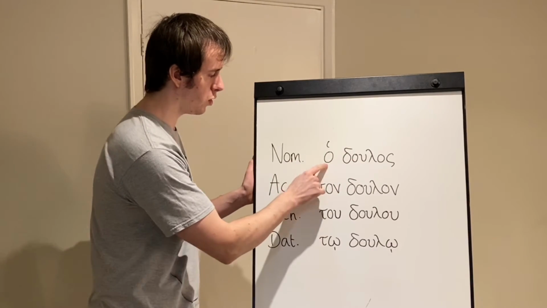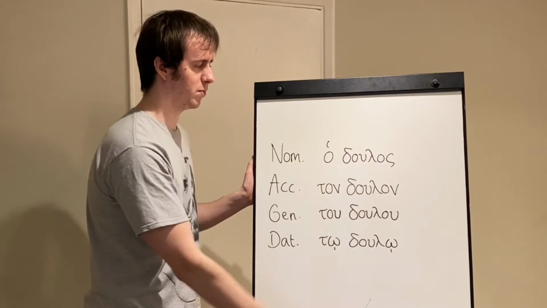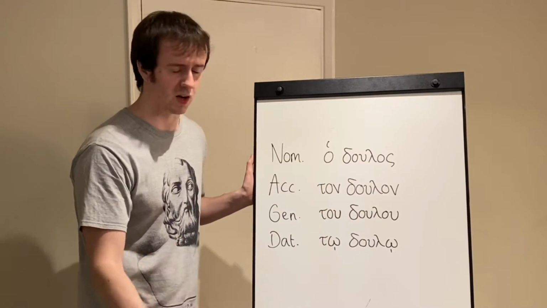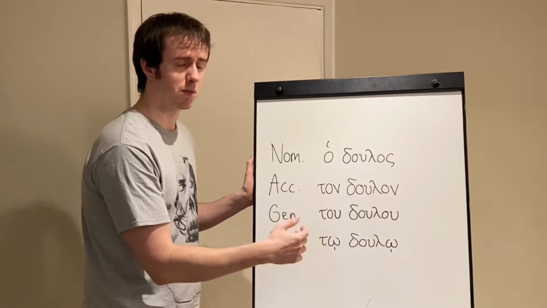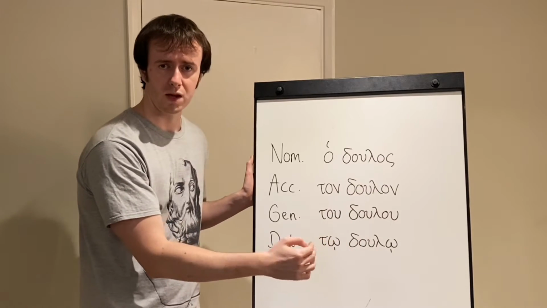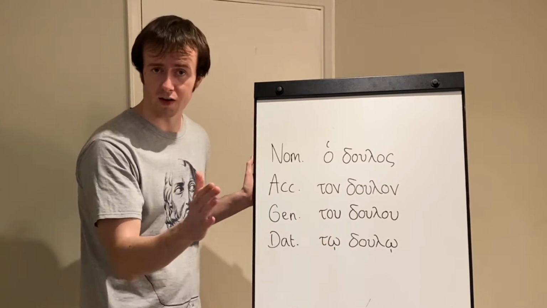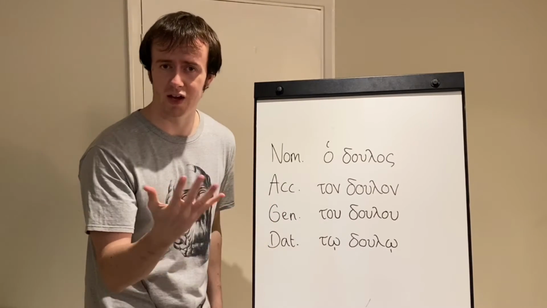So if you know that ho is masculine nominative singular, you know that the word doulos must therefore be nominative, it must be the subject. And if you know that ton is masculine accusative singular, you know that what follows it, doulon, must be accusative. So there, the slave must be the object, the direct object, the one on the receiving end of the action.